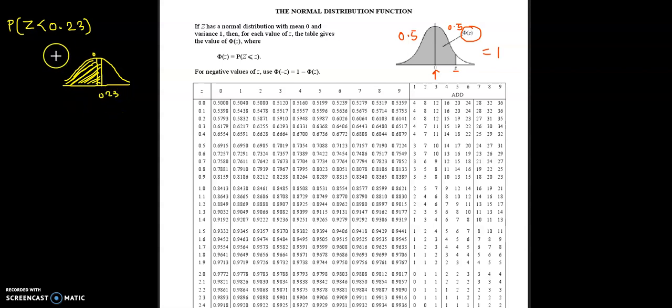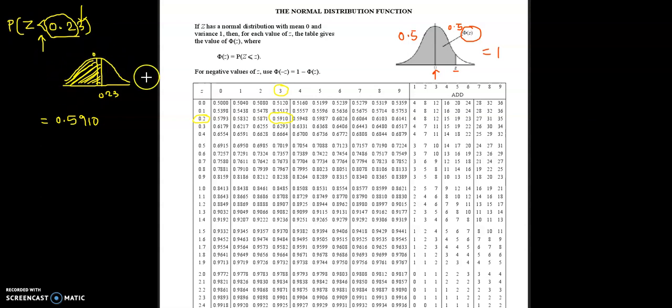If the question is like this, wherein the point is positive and the inequality is less than, I'm directly going to get my answer in the table. So how do I search this in the table? First, I have to search for the value 0.2. So the 0.2 row is this. Now I have to search for column 3. So column 3 is here. The value that you see across 0.2 and column 3 is 0.5910. So this is your required answer for the probability z less than 0.23.